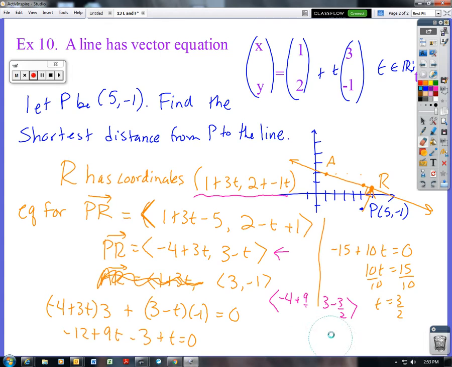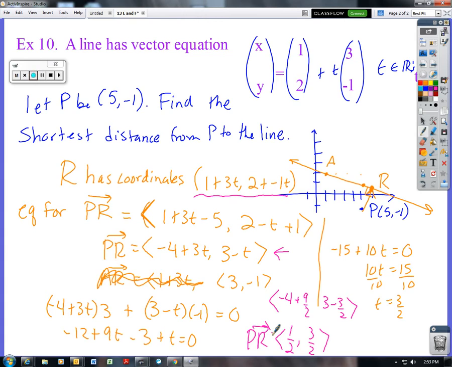Sorry. I knew that wasn't right. Okay, so that was 1 half, right? And that's going to be 3 halves. So that's the vector, P to R, the PR vector.